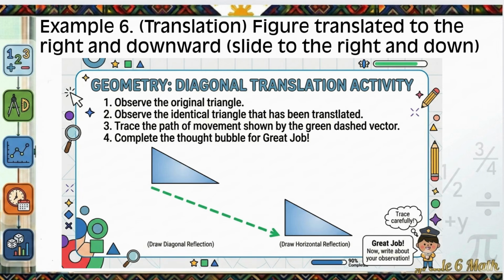2. Are the triangles identical? Notice that the two triangles are exactly the same size and shape. If you were to cut them out, they would fit perfectly on top of each other. The pointing side is still facing right, and the tall side is still on the left.